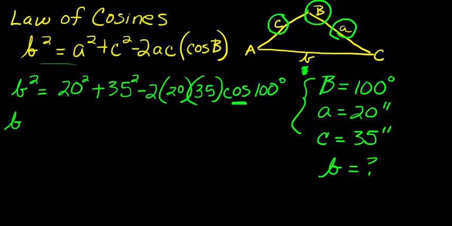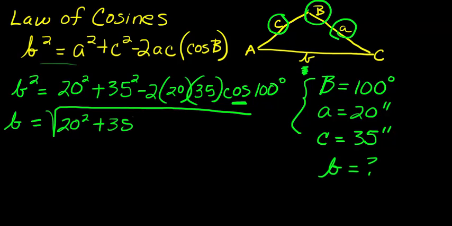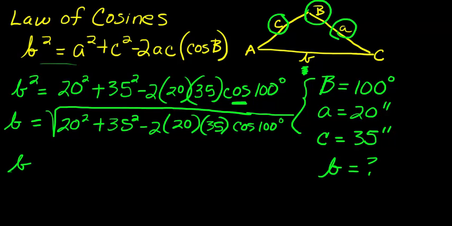To solve, we really are going to put this into our calculator once we get the setup. So we're going to say B equals, and into our calculator, we would probably just put all this in. So we have 20 squared plus 35 squared minus 2 times the 20 times the 35, and then we'd put in cosine of 100. When we do this, we get that B is about equal to this long decimal, 43.22, and this goes on for a ways.